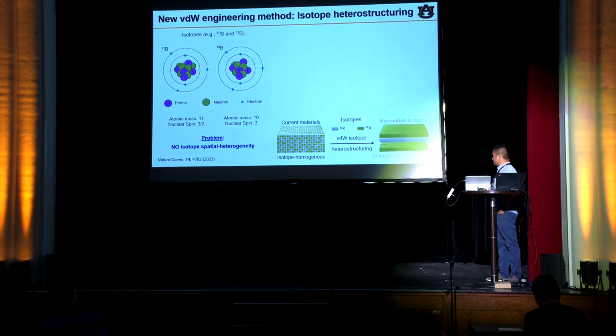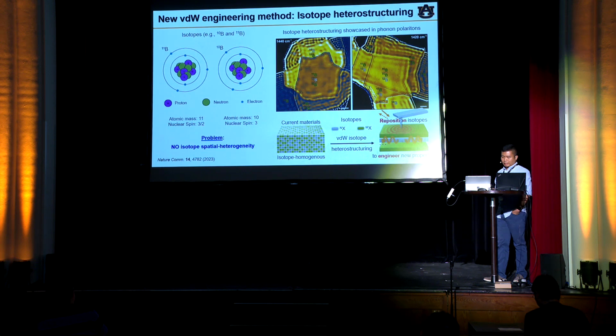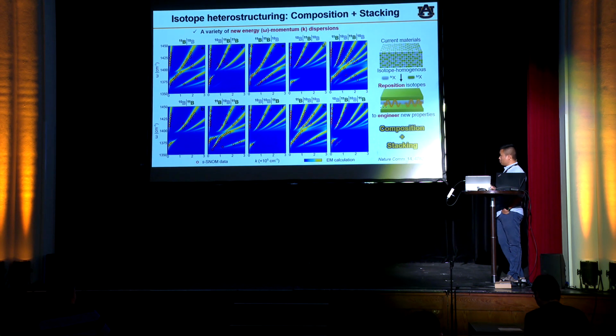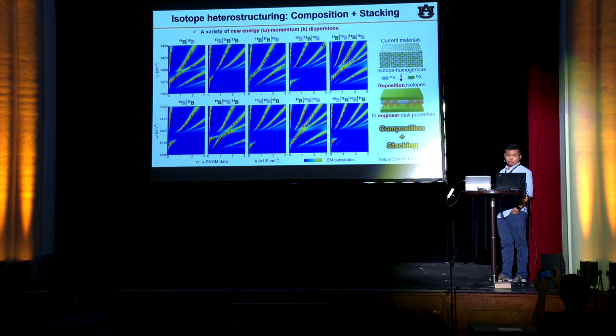And by varying the boron isotope in hexagonal boron nitride spatially, we could tune the dispersion of hyperbolic phonon polaritons, as you could see in these near-field images. These are the details showing you that by changing the composition and stacking of different isotopes, you could change the dispersions. These are 2 slab samples, 3 slab samples, 4 slab samples with different composition and stacking. And you could see various energy momentum dispersions that can be engineered in these isotope heterostructures.